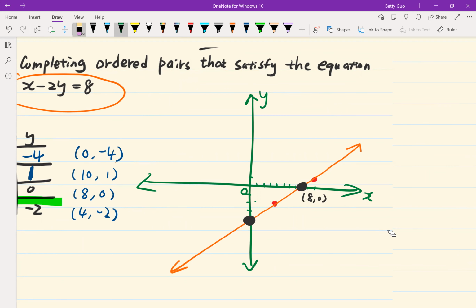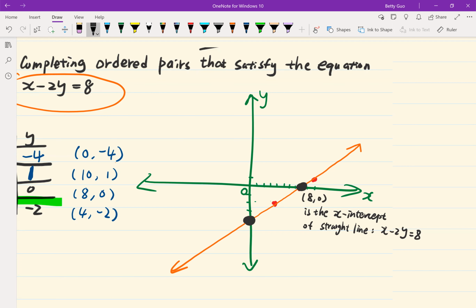8 comma 0, this point is the x-intercept of the straight line. The straight line is x minus 2y equals 8. All right? Yeah. Let me repeat the definition of an x-intercept of a straight line.